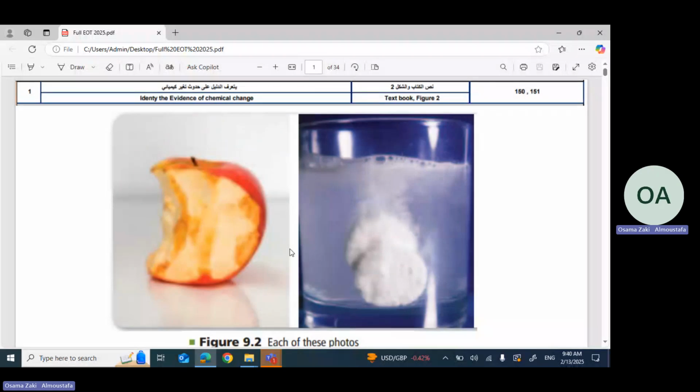For grade 10 advanced in term 2. So the first question maybe will be about the evidence of chemical change or chemical reaction.